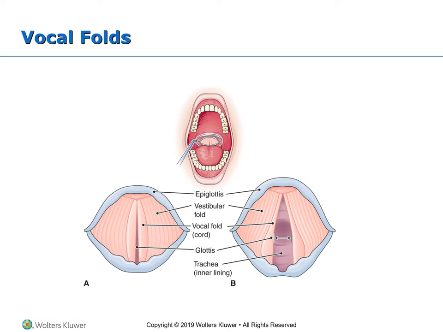You can actually feel the vibration if you touch the anterior part of your throat while you're talking. The variation in the length and the tension of the vocal cords and the distance between them will differentiate between the different pitches of sound. The amount of air that is pushed out through them will give you the volume of the sound.